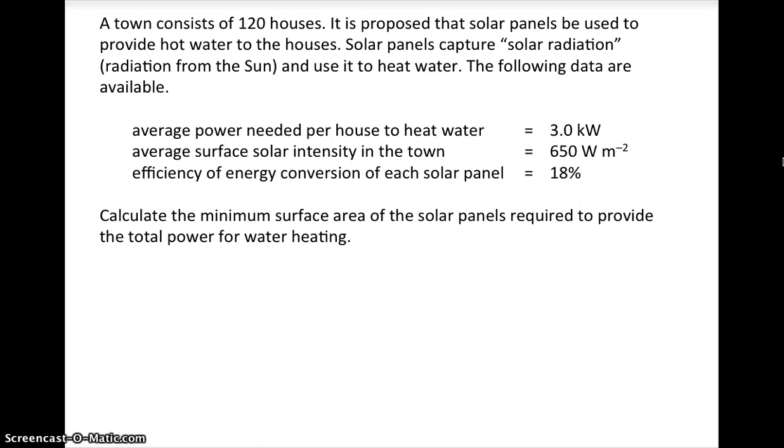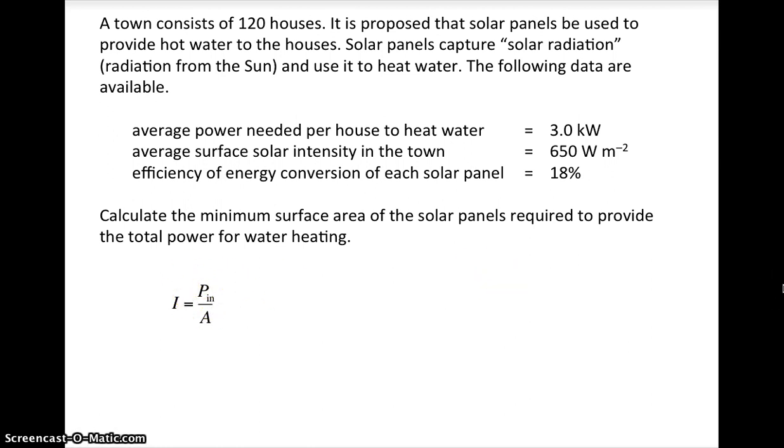So we're looking for what? We're looking for the area. We're going to write down the equation that has area. It's the one with intensity and power. Now, before we can solve for area, we're going to first need power. And in this case, it's the input power.